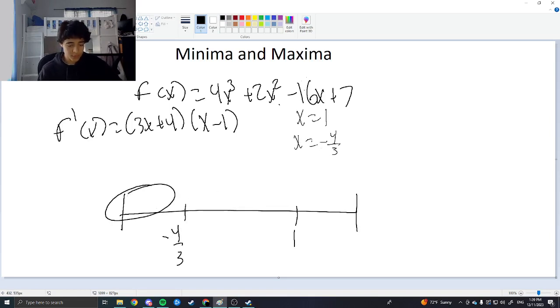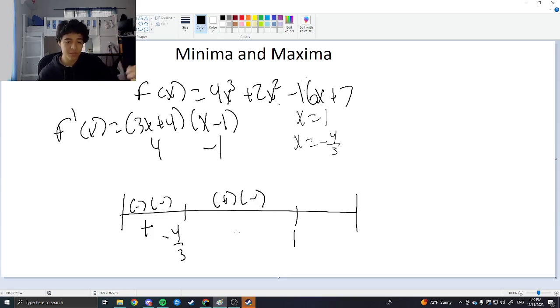So the slope, when x is less than negative 4 over 3, we'll plug in, I don't know, negative 2, right? If we plug in negative 2, we'll get a negative value here times a negative value here, and a negative times a negative equals a positive. So the slope, when it's less than negative 4 over 3, is going to be positive. If we plug in a number in between negative 4 over 3 and 1, let's say 0, we'll get a positive number times a negative number, which is just going to end up being negative, right? And then if we plug in a number bigger than 1, let's say 2, we'll get a positive number times a positive number, and that'll end up being positive as well.